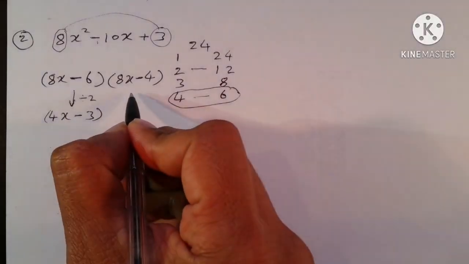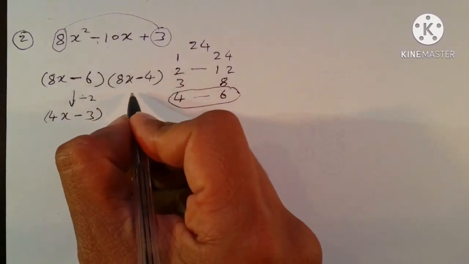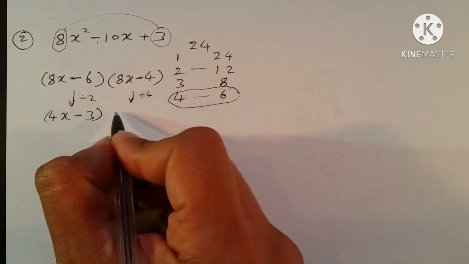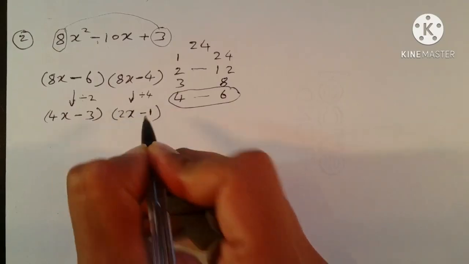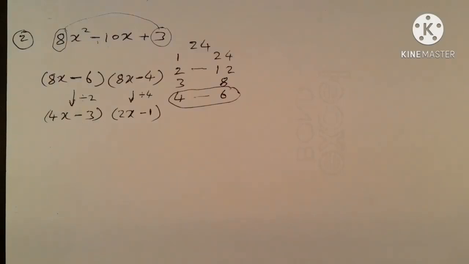And here again that goes in 4 times table. So you divide by 4, which is 2x minus 1. That's it. That's your final answer. 4x minus 3 times 2x minus 1. That's factorized. Nice and easy 2 steps method. Many people struggle with that, but if you carefully follow that, understand that, you can easily solve that.